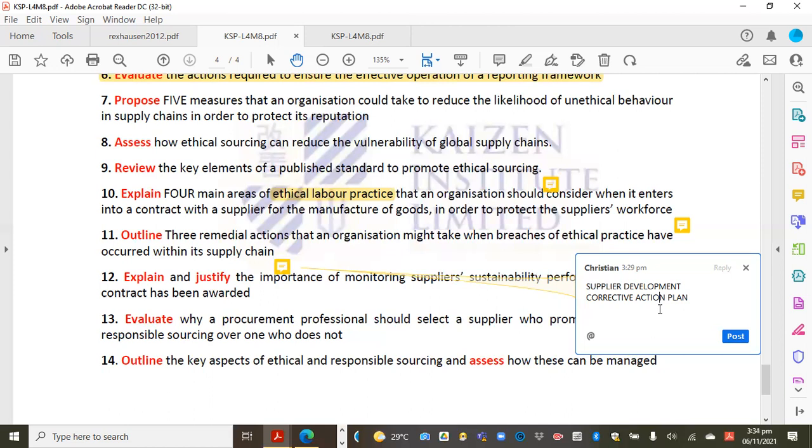Now, also, if there is any additional support that the supplier may require of the buyer, it will also be made known under the corrective action plan. Then there is continuous improvement. We can use a continuous improvement mechanism.